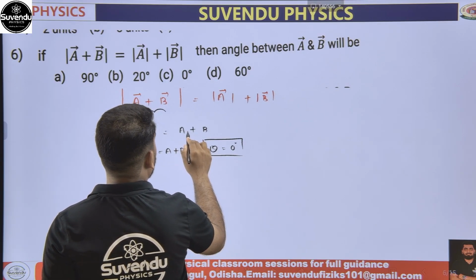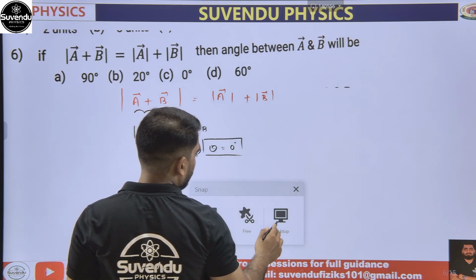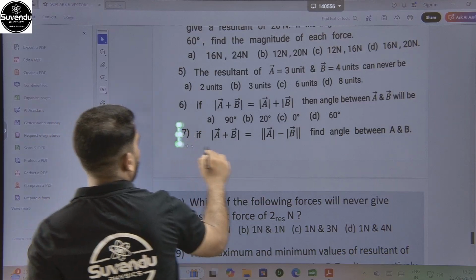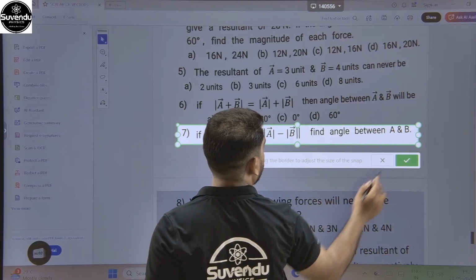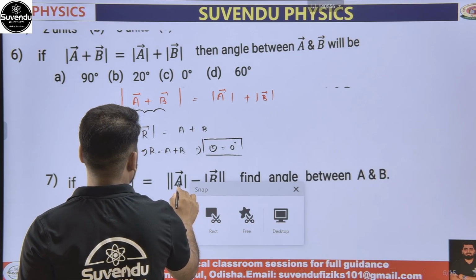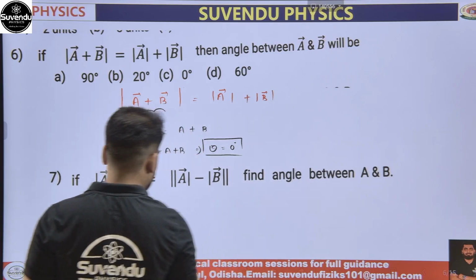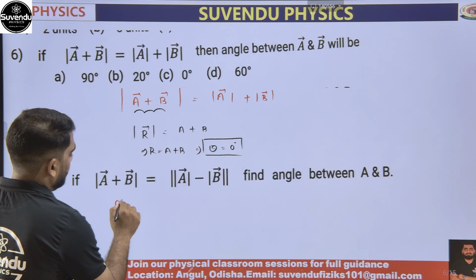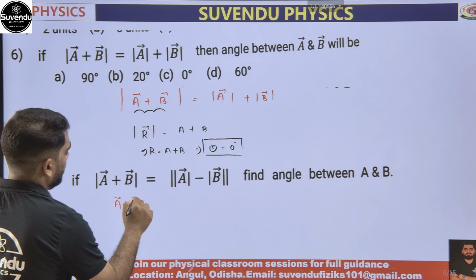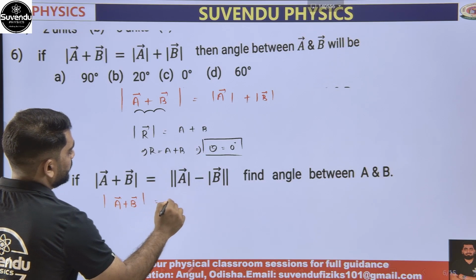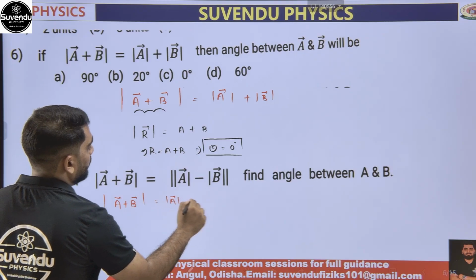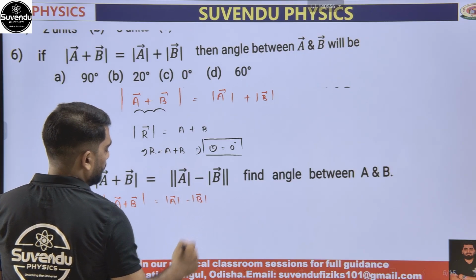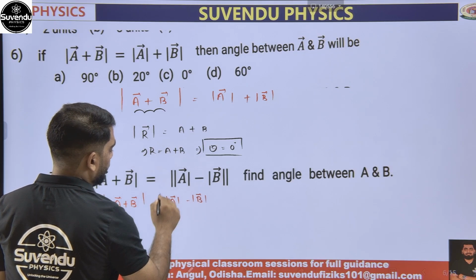I think the answer of the given question is very clear to all of you. Next, look, same type of question is given. The magnitude of A vector plus B vector is equal to the magnitude of A vector minus the magnitude of B vector. Whole mod.